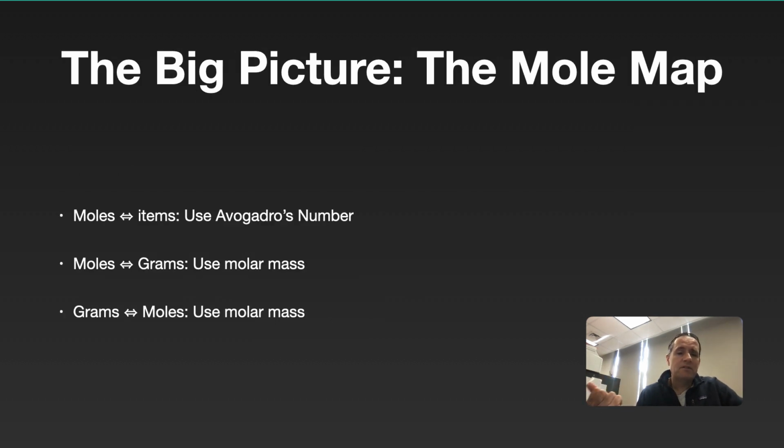The big picture is all about the mole map. That's our central hub. To get to the number of atoms, we use Avogadro's number. But to get the mass we can weigh in the lab, we use molar mass. If you go from grams to moles or moles to grams, you're going to use the molar mass, and we find that number right off the periodic table.